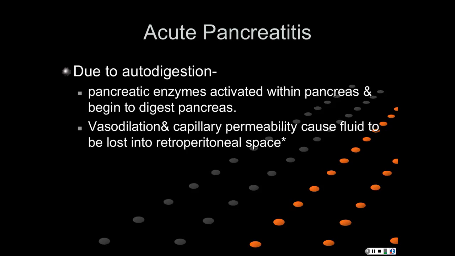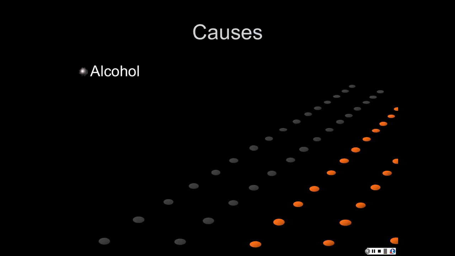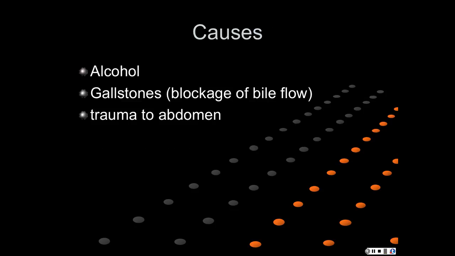In addition, there's vasodilation and capillary permeability, and fluid is going to be lost into the retroperitoneal space, again causing things like ascites and inflammation. If fluid is removed from the intracellular space, it is going to lead to hypotension. Those are the causes. Again, alcohol is at the top, then gallstones, trauma to the abdomen, and infection.